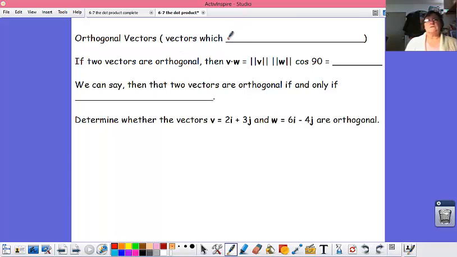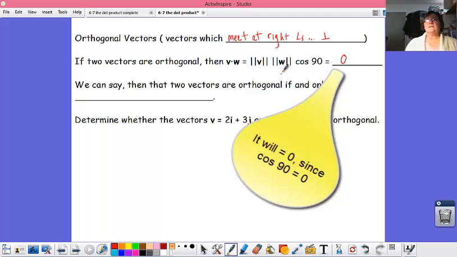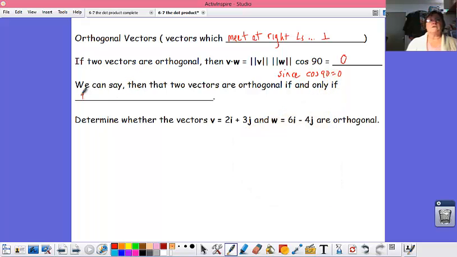Orthogonal vectors are vectors which meet at right angles or are perpendicular. Right? They meet at right angles or they are perpendicular. If two vectors are orthogonal, then the dot product, using that new formula that we just came up with, if the angle between them is 90, this will equal 0, folks, and that's because the cosine at 90 degrees is 0. So you can say that two vectors are orthogonal if and only if their dot product is equal to 0.